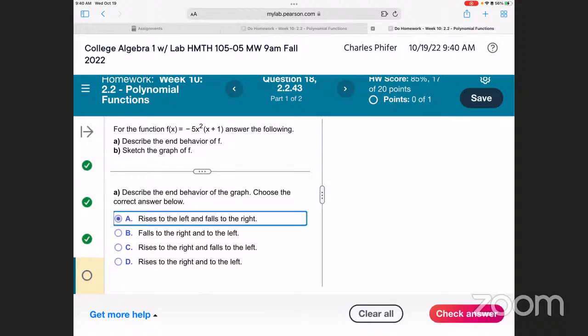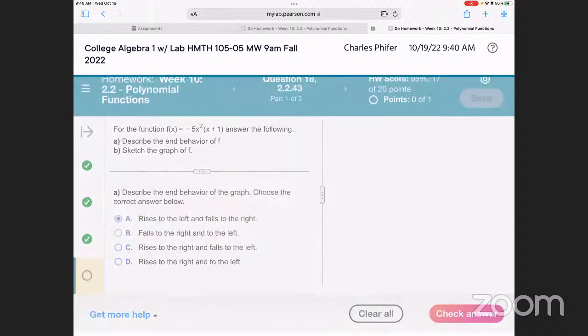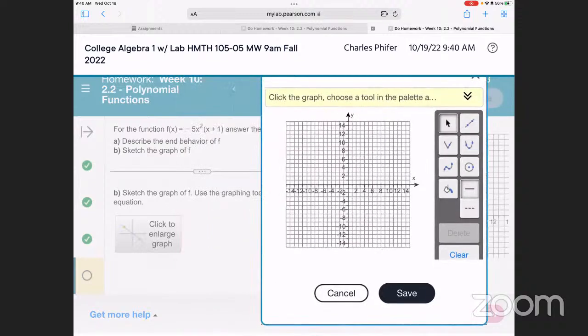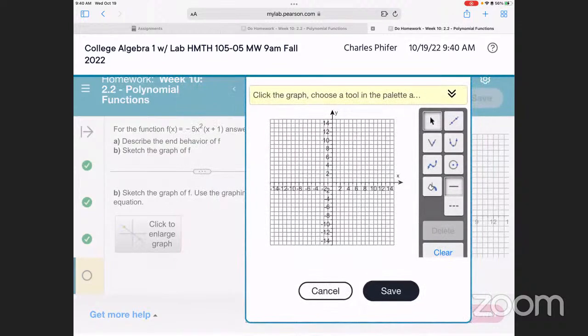Okay. So these are just concepts. Sketch the graph using the graphing tool. Well, we know it's an S-shaped curve and it's already factored for us, so we can identify our zeros. It should be this S-shaped tool here.